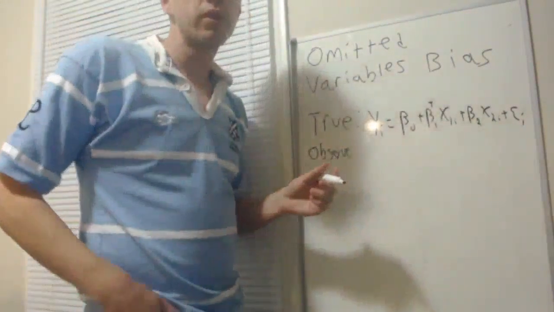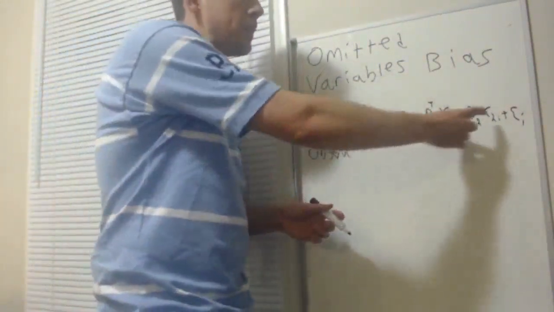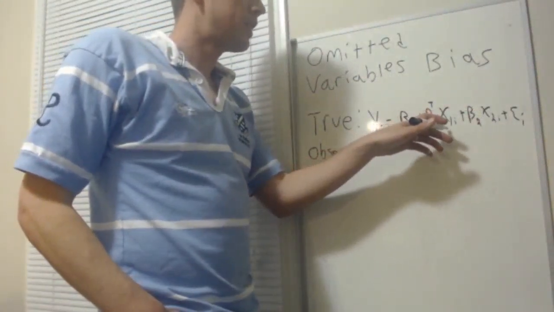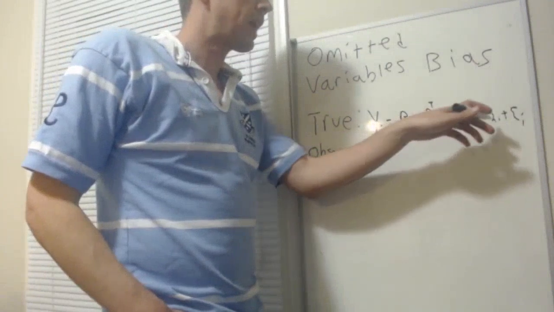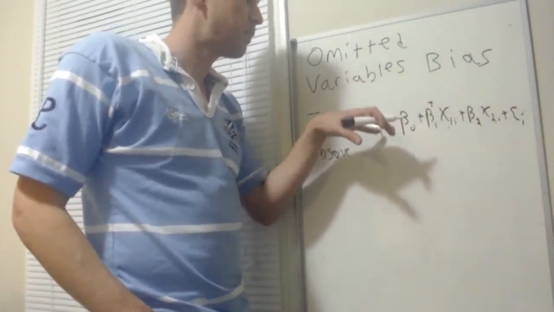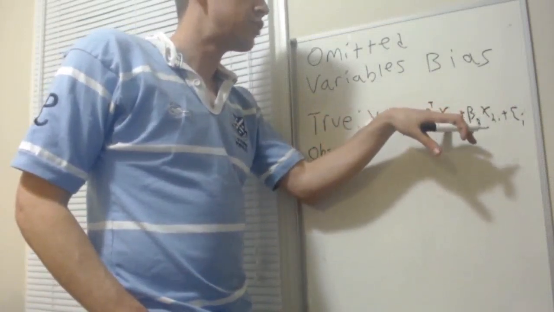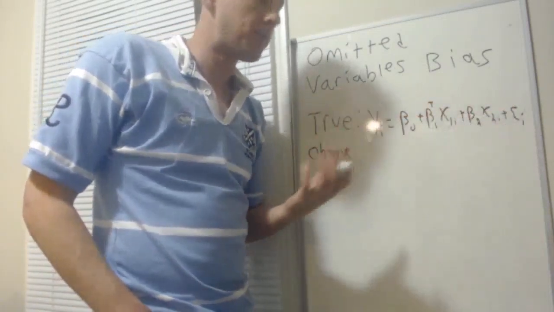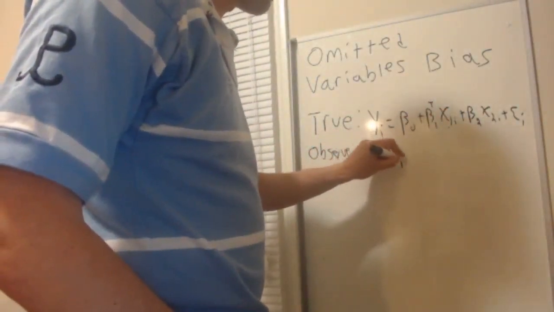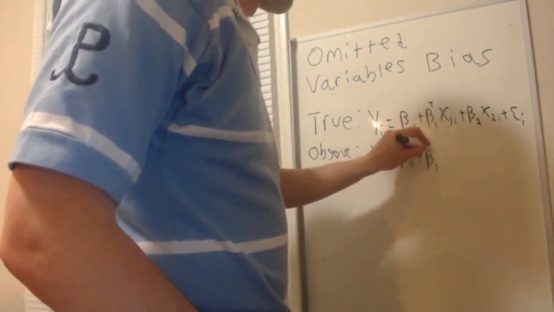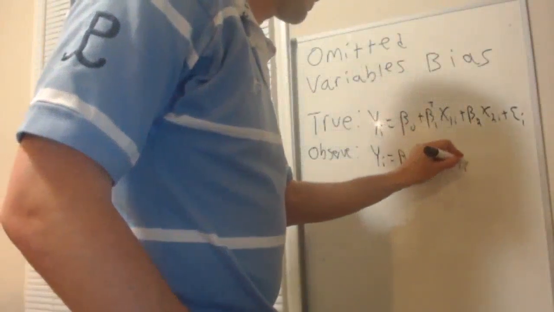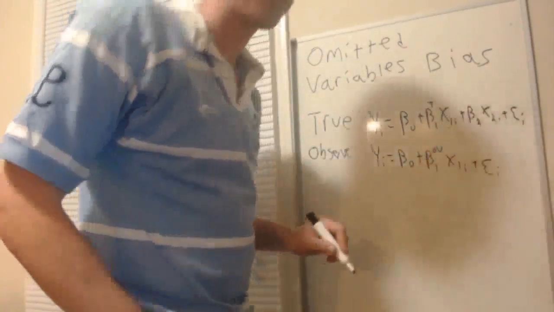And then there's what we observe. We're going to assume that we only observe x1, that we don't observe x2. So maybe y is wages, x1 is whether or not someone's good looking, and x2 is experience. And we know old people are ugly, so that'll cause bias. Maybe y is wages, x1 is education, and x2 is ability. That's maybe the most classic example of this. So what we observe is yi equals beta naught plus beta 1, and I'll call this beta 1 OV for omitted variable, x1i plus the error term.